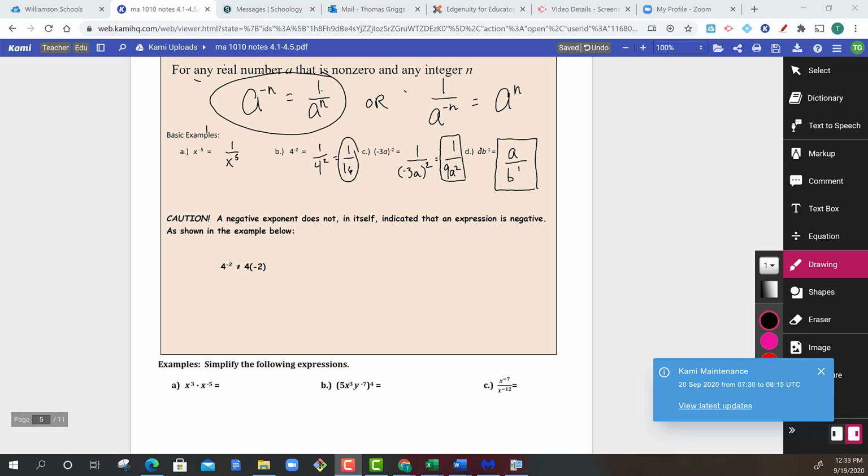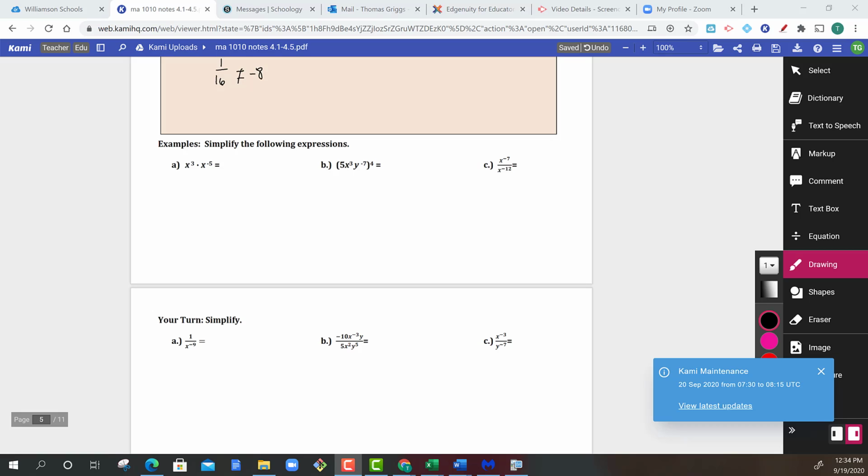And just a caution, a common mistake is to think anything raised to a negative exponent is a negative number. Of course, anything raised to a negative exponent is not going to be a negative number. It's just going to be a fractional answer. So 4 to the -2, of course, is 1 over 16. We've already looked at that. And 4 times -2 is -8. So those two expressions are not equivalent.